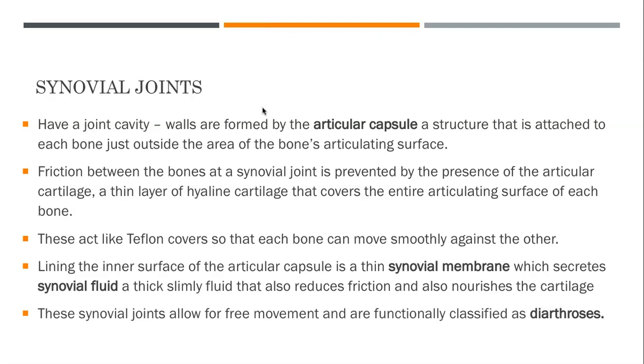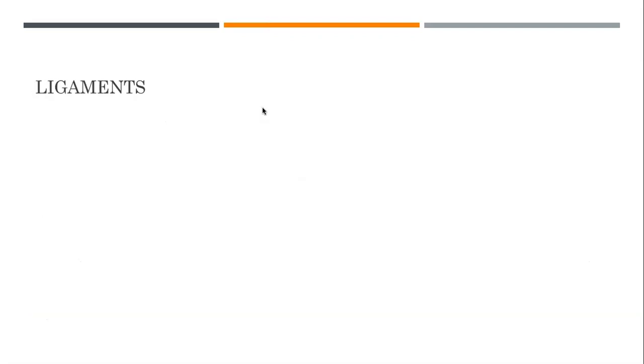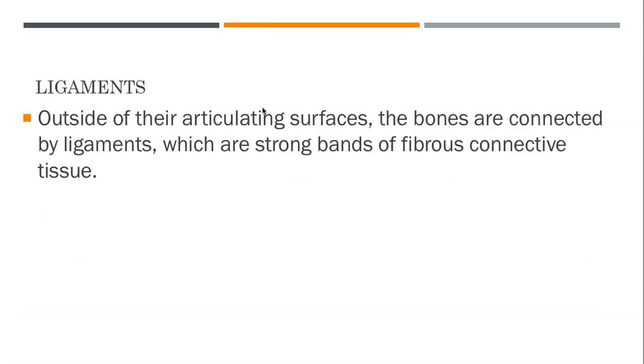Synovial joints allow for free movement, like we said before. They are the most common, and we call the joints that allow for free movement diarthroses. Okay, so we've all heard that before. Let's get into them in a little bit more depth. First, let's talk about ligaments that are involved.